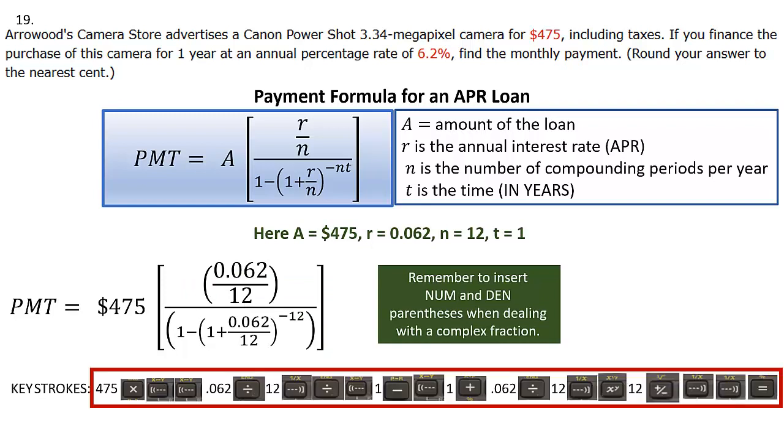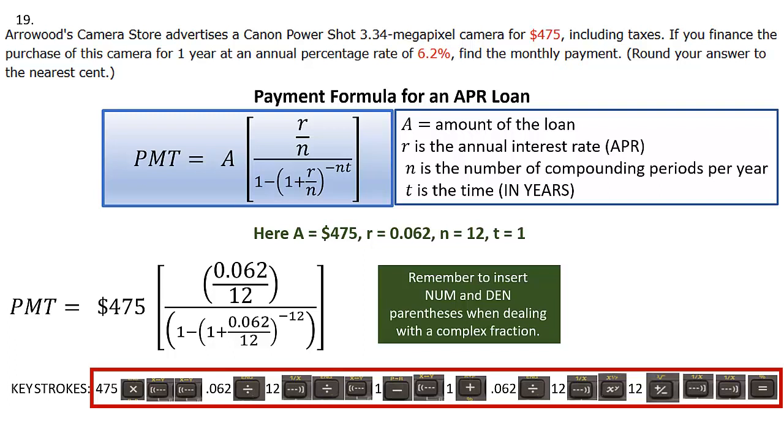So here we go. You type in the 475. It's an implied multiplication, even though there's no multiplication sign, so you have to hit times. And then we've gone through this several times. You've got to hit a left paren to take care of that first brace. That throws you into the numerator, and there's another left paren. Then you type in 0.062 divided by 12.